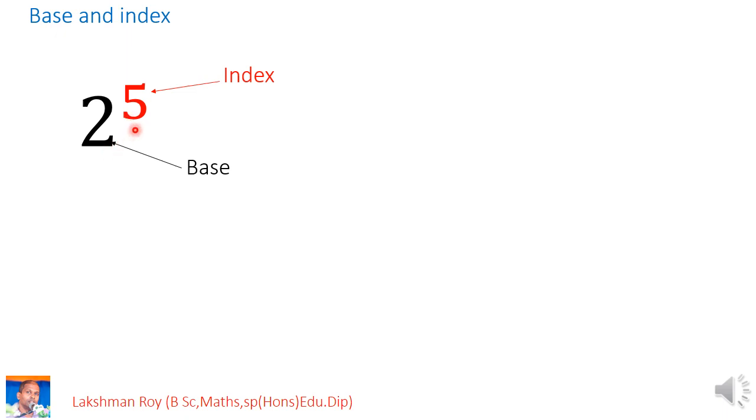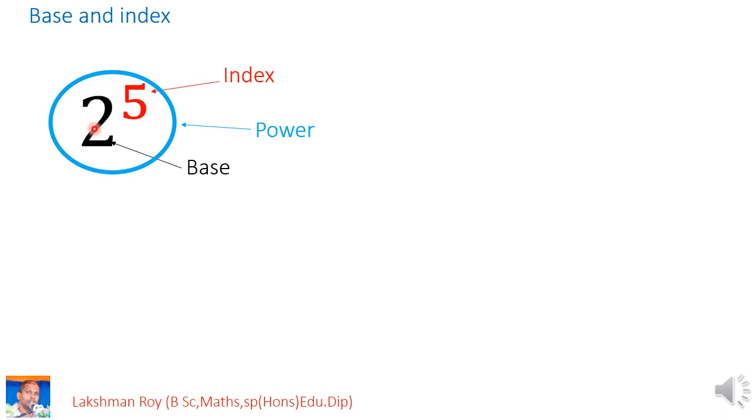Now, this whole part, how do we read this one, students? 2 to the power 5. This whole thing is called a power. Here the index and base are both known numbers.